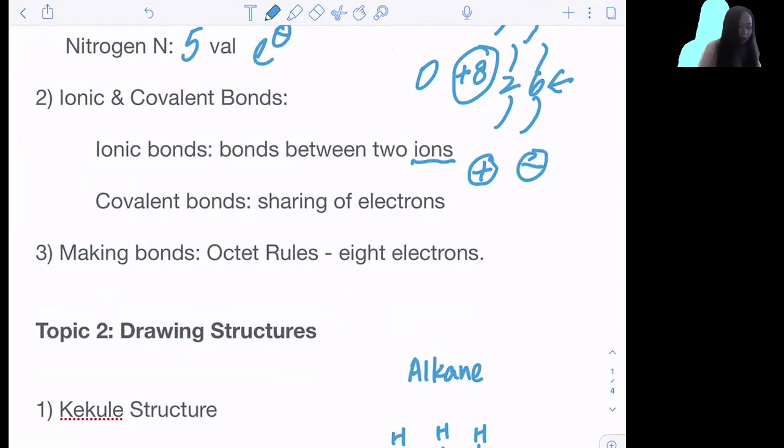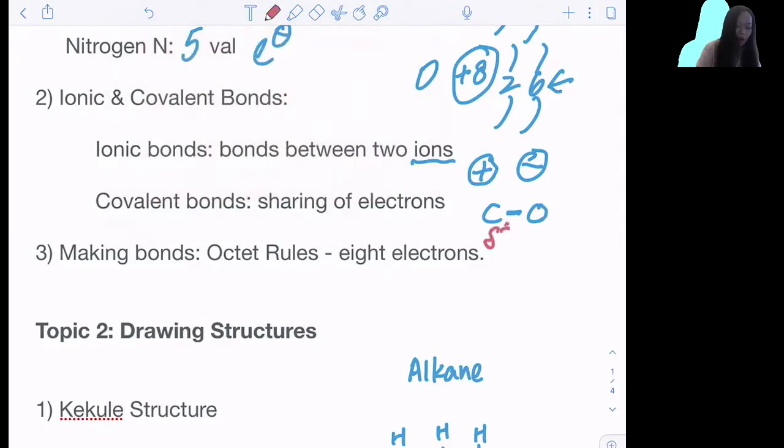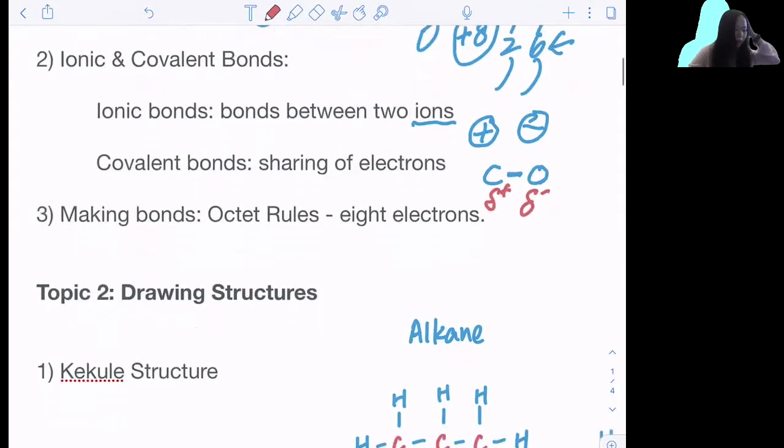Whereas covalent bonds involve sharing of the electrons. For example, with my carbon, each one donates 1 electron, so they are sharing the electrons. So it's not a formal positive or formal negative. Let's say we make this one into oxygen. Then this one is going to be partial positive and partial negative, because oxygen is more electronegative than carbon.